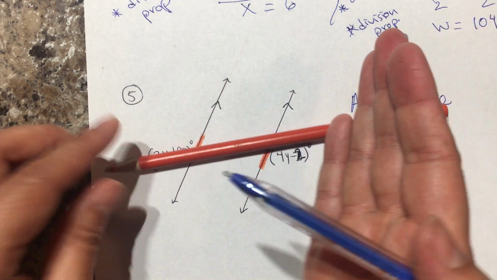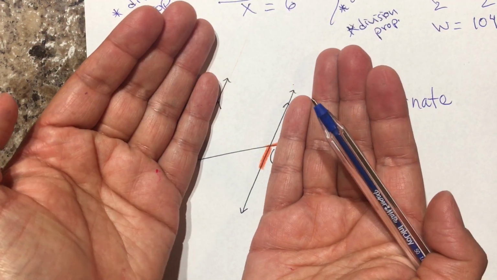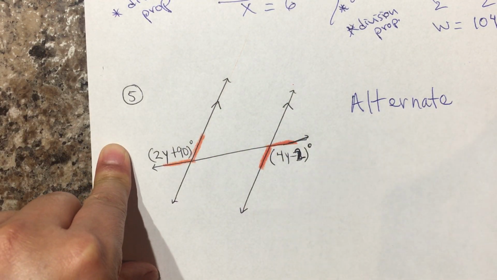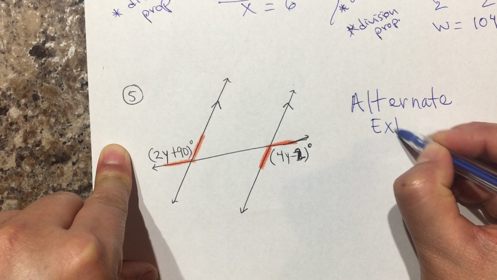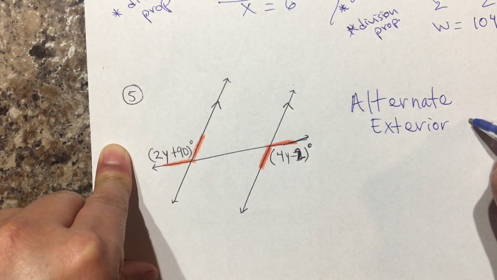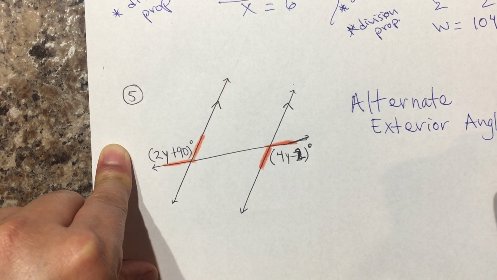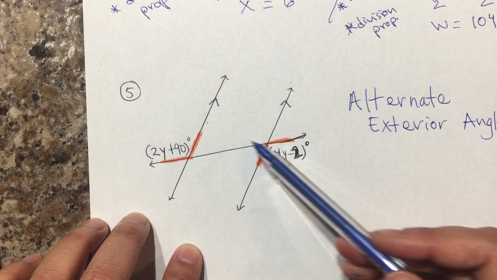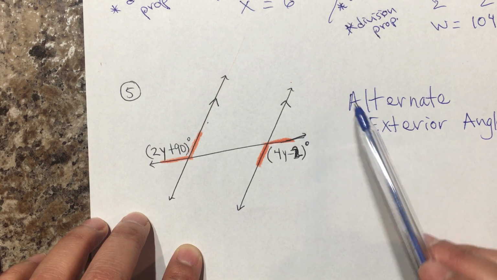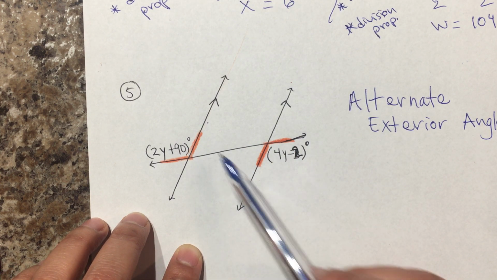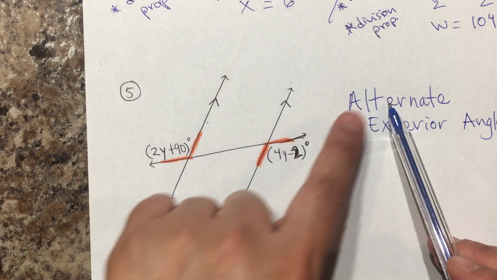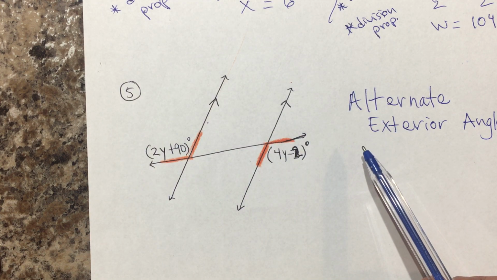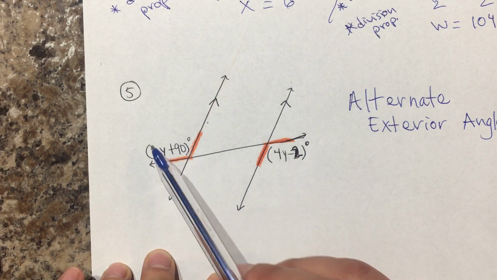But they're not in the interior, whoops, they're not in the interior of the parallel lines. They're in the exterior. So it's called alternate exterior angles. Okay, and these angles are just like the Z. From the A to the Z, they're the same measurement. But also alternate exterior angles are congruent to each other. Okay, they're congruent angles. They're the same measure.